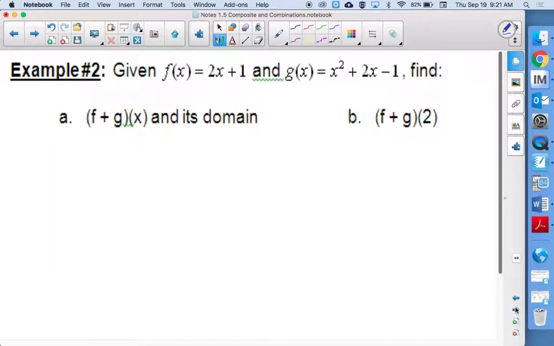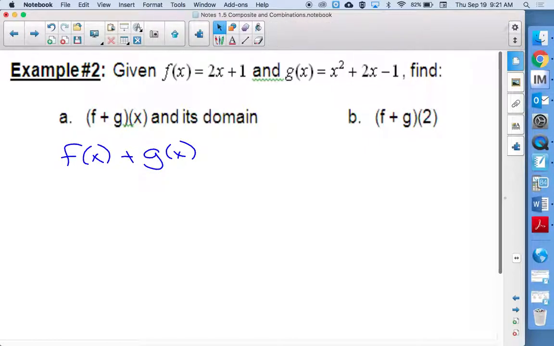So see if you can try the second one. Don't let the notation confuse you. So we have these two functions, 2x plus 1 and x squared plus 2x minus 1. A says find f plus g, and then x is outside, and its domain. What is that really asking you to find? Find f of x plus g of x. Yeah, it's just a different way to write it. So we can write it combined together with the functions together, or we can write it separate. So see if you can find f of x plus g of x, and then think about the domain.